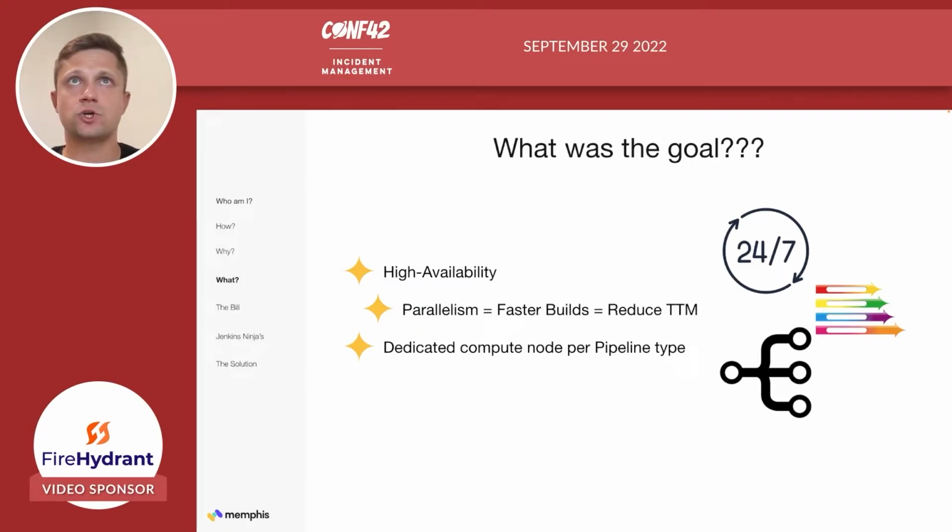Another goal that I wanted to achieve, and eventually we achieved it. I want to run a dedicated compute node per pipeline type, per pipeline logic. Okay, I'll explain. Imagine I have one pipeline that performs massive workloads with a lot of throughput, a lot of CPU usage and RAM and so on.